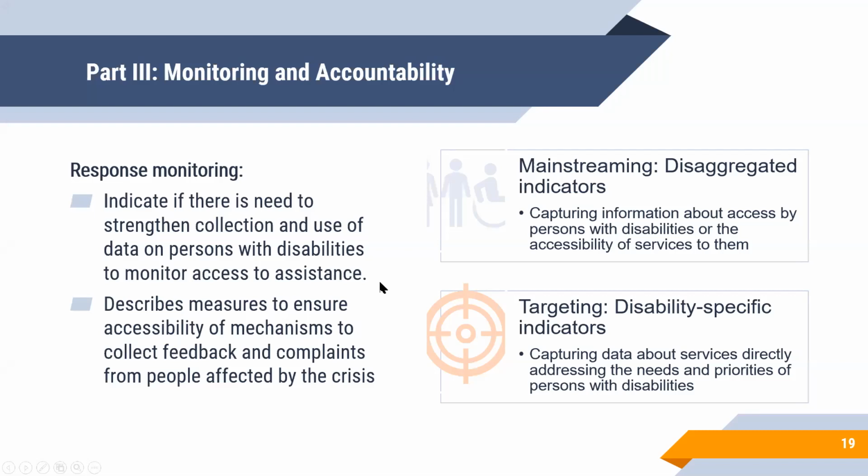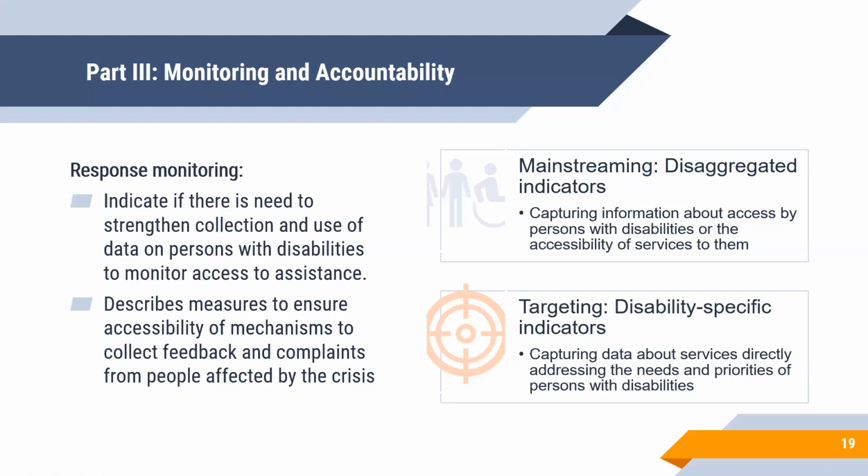Now, in terms of indicators, there's a lot we can say on this, so I'll just be very brief and encourage you to read more detail in the guidance. But basically, we would again encourage you to follow a twin track approach here by having both indicators disaggregated by disability in addition to disability specific indicators. And what we really see is that those disaggregated indicators are important for capturing access to mainstream assistance, while those disability specific indicators are really important for capturing the provision of more disability specific assistance.